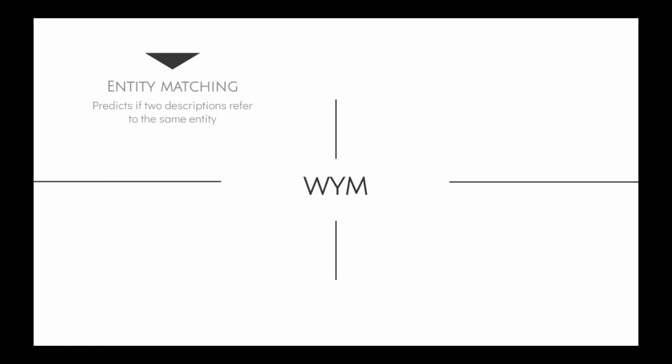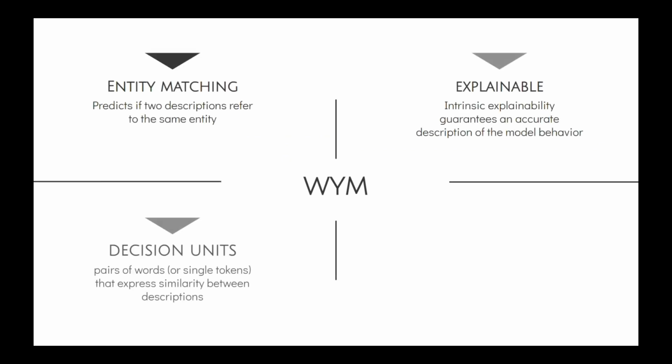WYM's key innovation is the use of DUs to provide explanations for the model's predictions. Unlike other well-known post-hoc explainability approaches like LIME and SHAP, which offer explanations for black box models, WYM is intrinsically explainable because the model's weights provide insight into the decision-making process, resulting in precise explanations for its predictions.